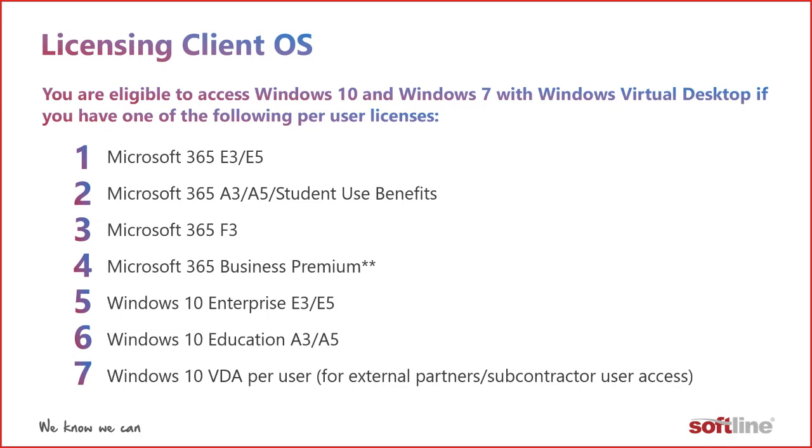In case of server OSs, it's quite easy. You can assign the user an RDS CAL, either a user one or a device one. In case of client OS licensing, you have to give the user a Windows 10 VDA per user license. This is specific for external users who do not belong to your own organizational tenants, so who are either your partners or subcontractors, to be able to access the images on the Windows Virtual Desktop Session Host machine.